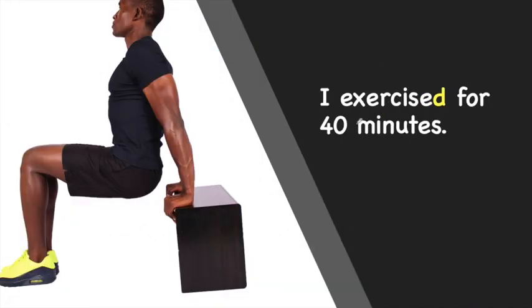I exercised for 40 minutes. Okay, why? Because t and s, soft, so the ending is s. Okay, exercised, because this is z, so it should be d. So here the ending is d. Okay, exercised for 40 minutes, 1 hour, 2 hours.